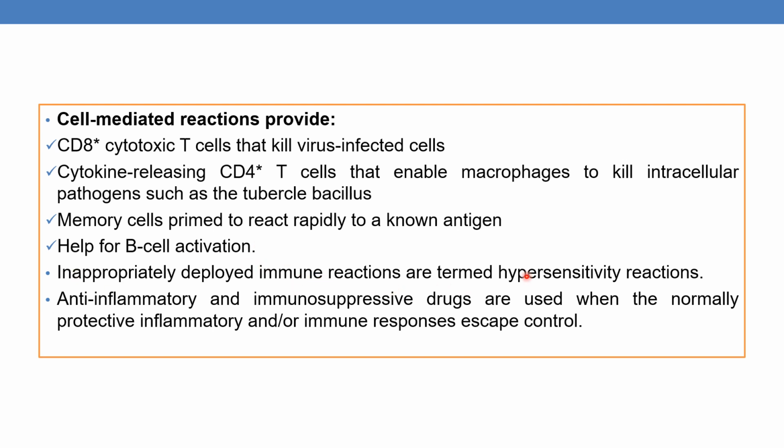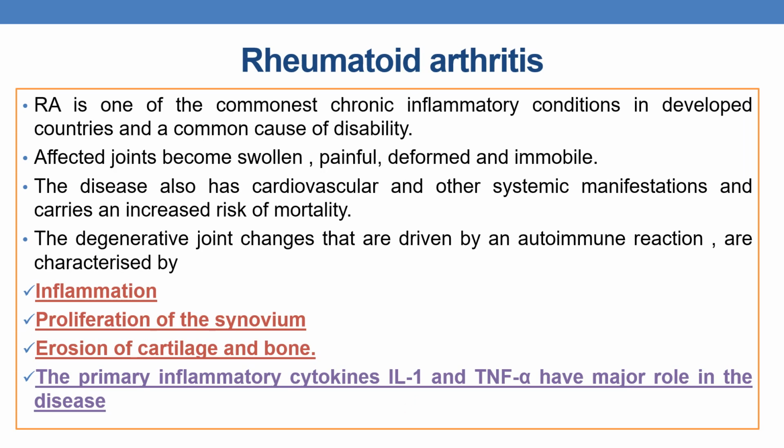Inappropriately deployed immune reactions are termed hypersensitivity reactions. Anti-inflammatory and immunosuppressive drugs are used when normally protective inflammatory or immune responses escape control. This occurs mainly in autoimmune diseases such as rheumatoid arthritis. By this we complete the innate and adaptive response. Now coming to rheumatoid arthritis. Rheumatoid arthritis is one of the commonest chronic inflammatory conditions in developed countries and a common cause of disability.